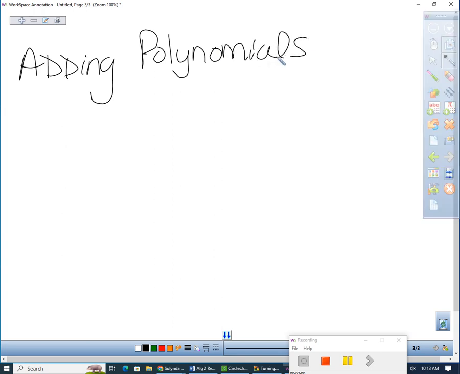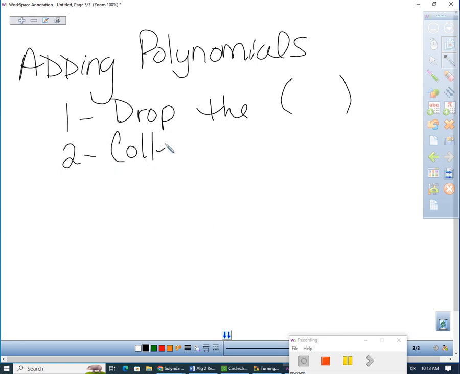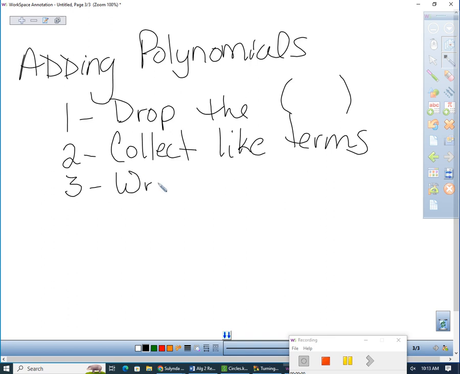Adding polynomials. Here's how I want you to think about it. When you are adding polynomials together, step 1, I want you to drop the parentheses. Step 2, collect like terms. And then step 3, write in standard form.